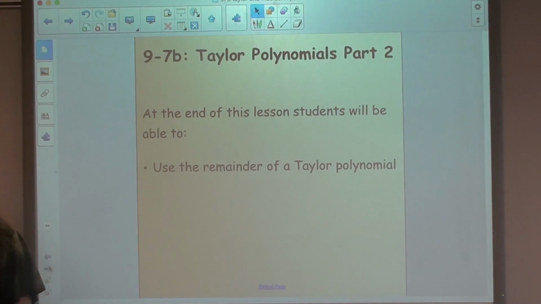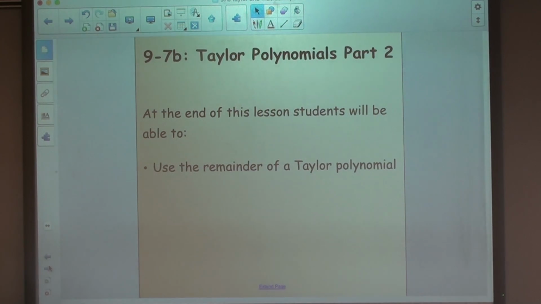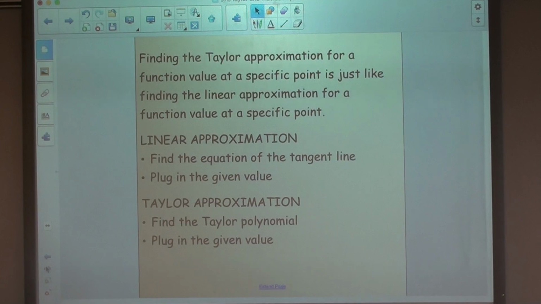Okay, today is our second day of Taylor polynomials. 9-7 part B. At the end of this lesson, you will be able to determine and apply the remainder of a Taylor polynomial. Are we ready? Okay? Good. All right. This part you don't have to write. It's just to talk about for a minute.